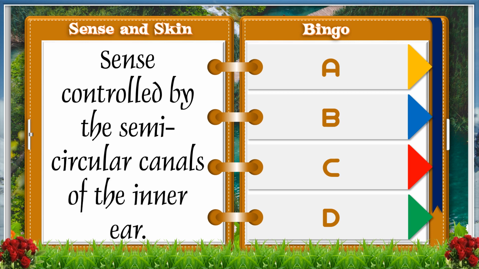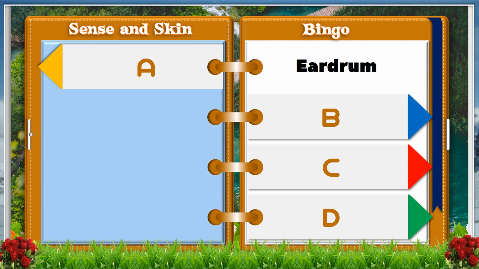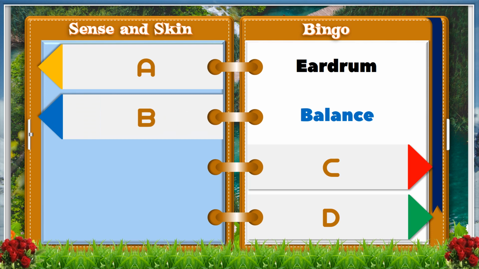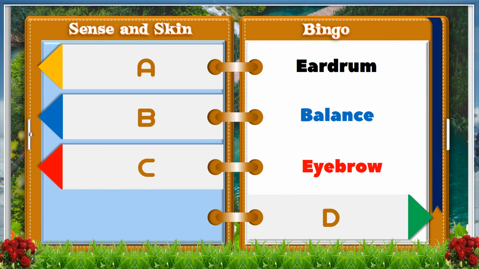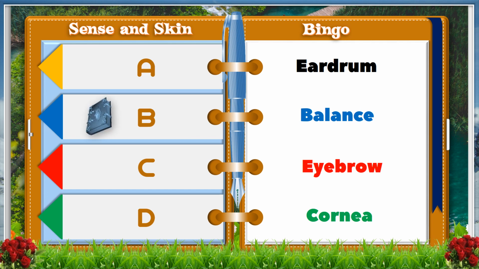Sense controlled by the semicircular canal in the inner ear. A. Eardrum. B. Balance. C. Eyebrow. D. Cornea. And the answer is B. Balance.